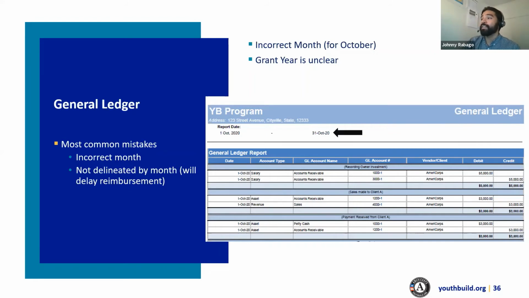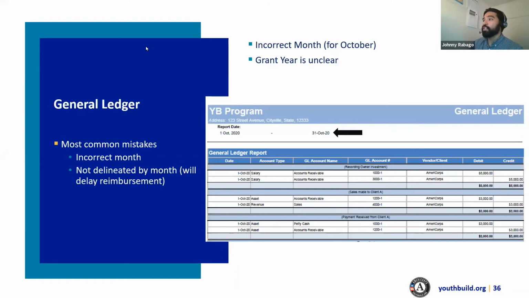Also, if you notice on the vendor client column, it says AmeriCorps. It's unclear what grant year this AmeriCorps GL is for. Sometimes we're unsure and we reach out to you to determine what grant year you're using this GL for. Balance sheet account, only balance sheet account. Right, thank you, Kim. Yes, so lots of issues with this.